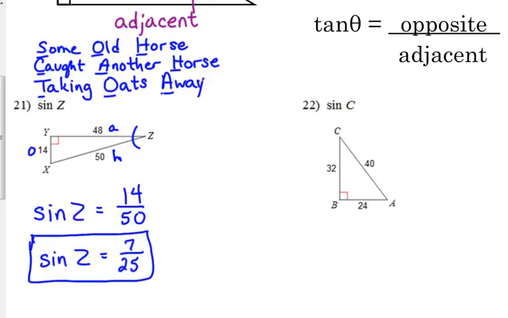Okay, so 22. Like I said, always start with the hypotenuse. Look at the angle. Angle C, so that means 32 is my adjacent, and the odd man out is the opposite, with 24. So the sine of C is equal to the opposite, 24.